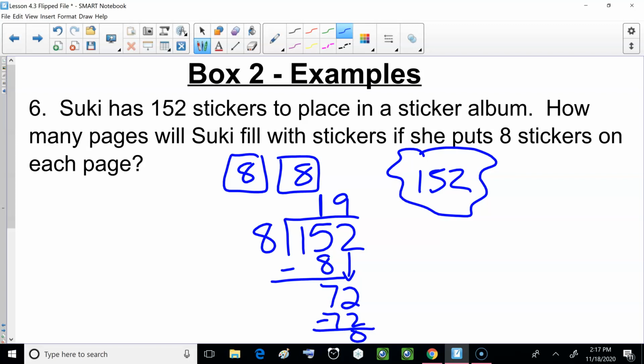So my answer would be 19. It says how many pages? So there it is. It would be 19 pages. So you can copy down the work that goes with this problem to help you out with your problem.